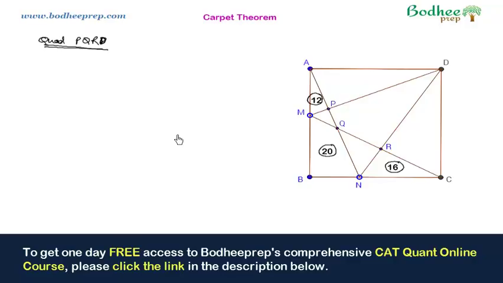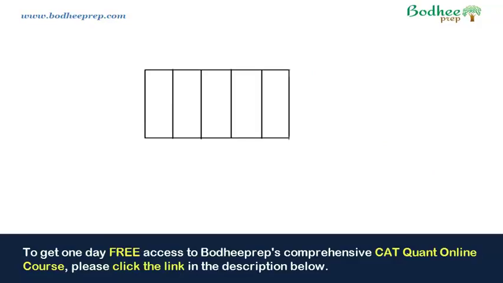Now we'll approach and solve this question by Carpet Theorem, and you will see that we can solve it within 15 seconds. But before that, let us understand what Carpet Theorem means. So Carpet Theorem is effectively more of a common sense, I would say. Suppose I take an example, say there is a floor ABCD, right? And the floor is, let's say, 10 feet by 6 feet, right?